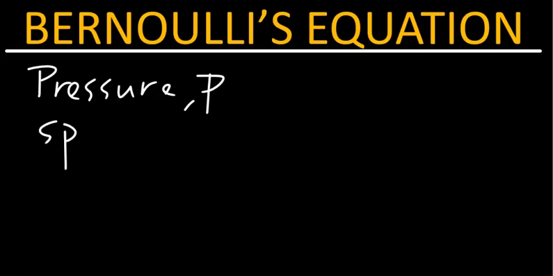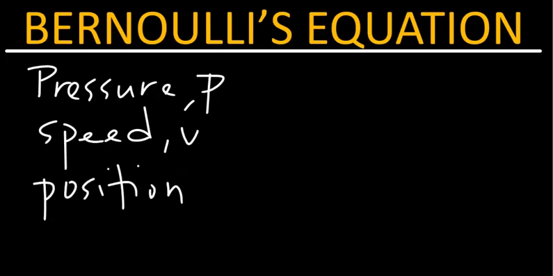In today's video, we shall look at Bernoulli's equation. In short, Bernoulli's equation is an equation in fluid mechanics that relates three crucial parameters at two different points. These three parameters are pressure, P, speed of fluid, V, and position of the 2 points, more specifically, vertical positions.